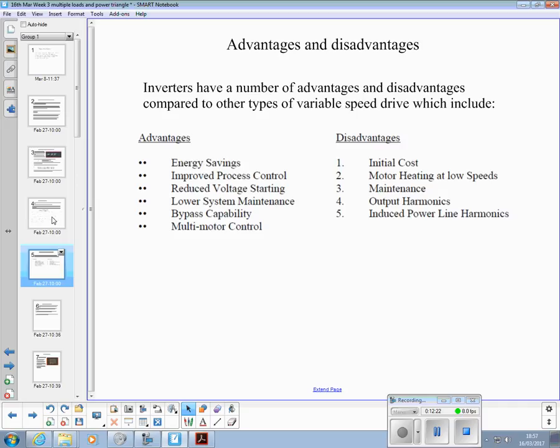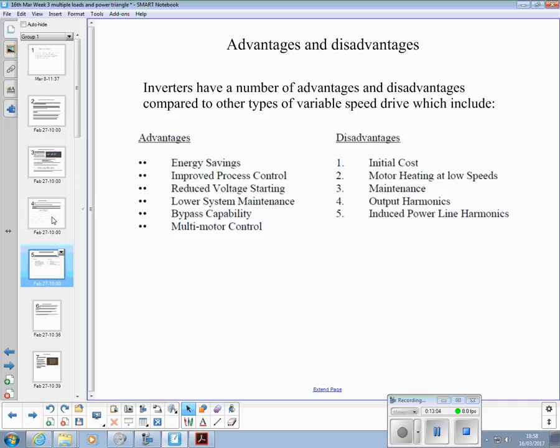Okay? So inverters have a number of advantages and disadvantages compared to other types of variable speed drive. Some of the advantages are the energy savings we've already talked about. You get improved control over the process, so instead of turning things off and on, you can actually have them run at a suitable controlled speed for the process. The starting voltage is reduced. There's lower system maintenance. They've got bypass capability, and I'll talk a bit more about that in a minute. And you can get versions where they can control multiple motors.